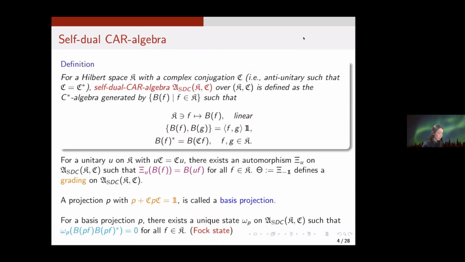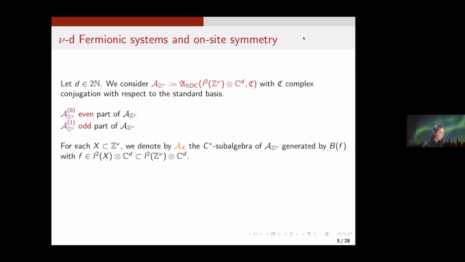So that was a very general description of the self-dual CAR algebra. And what we are going to think about is a more concrete one. I'm going to think about the following system, and I will regard it as a two-dimensional fermionic system. So we consider that as a Hilbert space K. Now we take this one, and for the complex conjugation I take just the complex conjugation with respect to the standard basis. It may not need to be so, but I take it so. And as I said, from the general theory, this one has a grading, and there is an even part and an odd part. I will denote them by this and that.